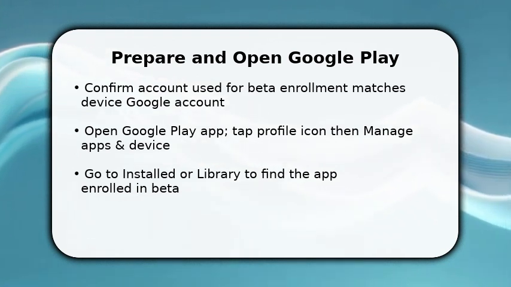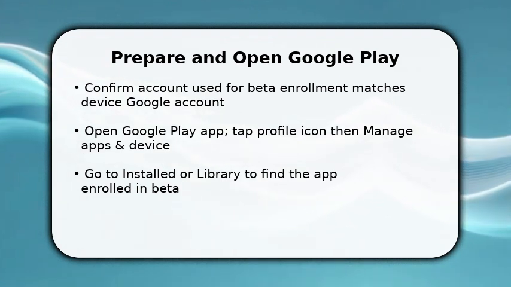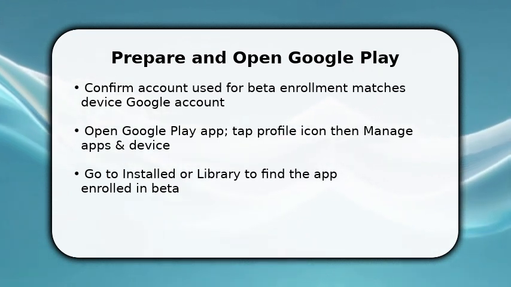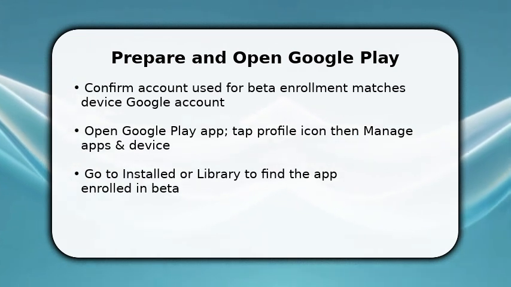Next, go to Installed or Library and locate the specific app you're leaving. This is the first actionable step. You are now positioned to access the app's Play Store listing and the beta controls tied to that listing so you can opt out cleanly.